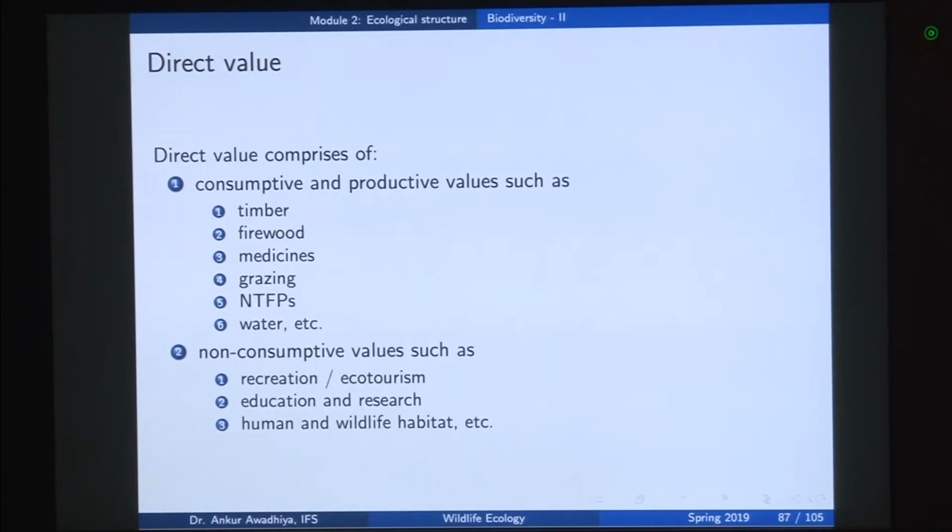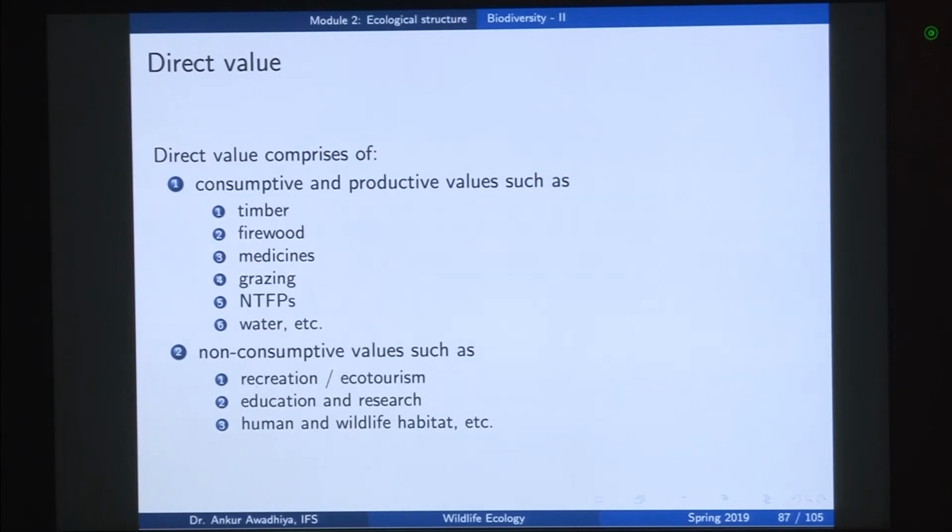So essentially, if we are using a consumptive resource, the total amount of resource that is available to be used by others reduces. On the other hand, we also have non-consumptive resources. So non-consumptive values include recreation, ecotourism, education and research, human and wildlife habitat and so on.